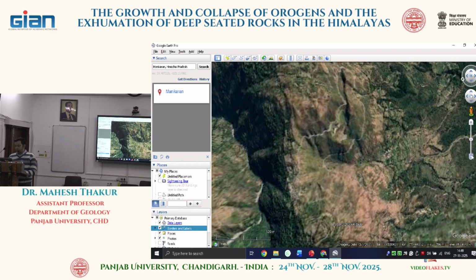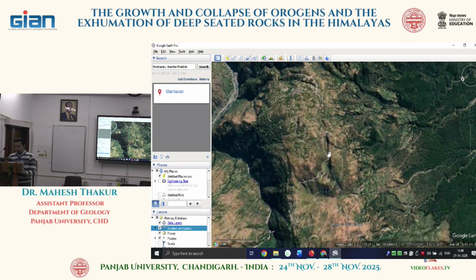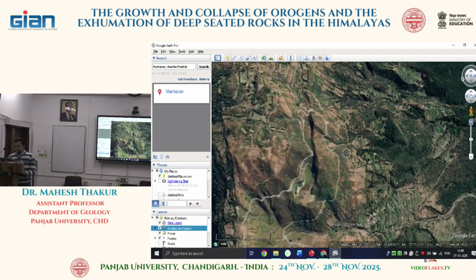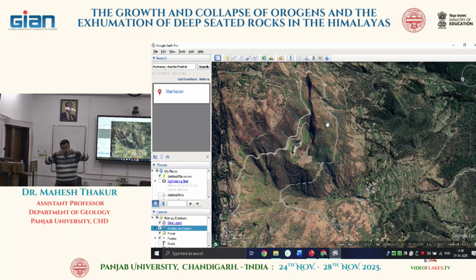Is it clear now? Okay. So now you see this fault plane. You can clearly see this fault plane, and right here is the college. Now the important thing is that this fault fracture is continuous for approximately 50, 60 kilometers. It is not just at one place. It is cutting across all the mountains.